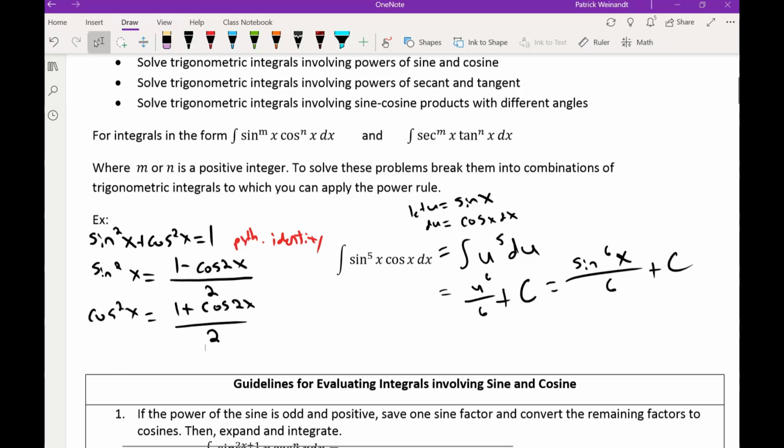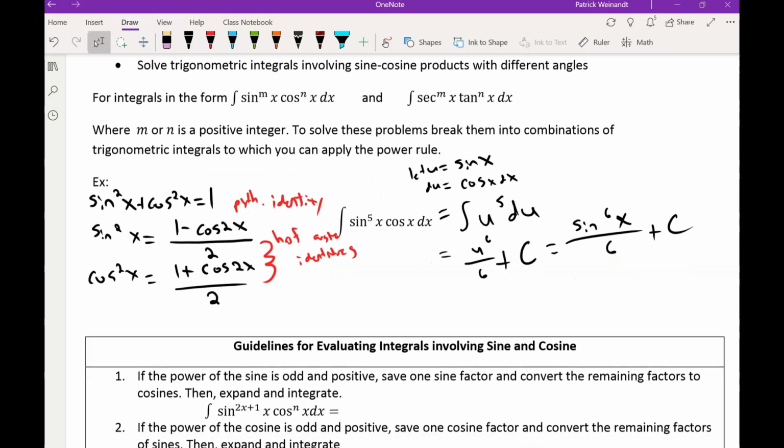So we'll be going over some guidelines to evaluate integrals involving sine and cosine, and they're going to involve these identities. I should write that these are half-angle identities. We're going to use these guidelines and basically try to move these around so we can apply a power rule, and we're going to have to use some trig identities to do that.